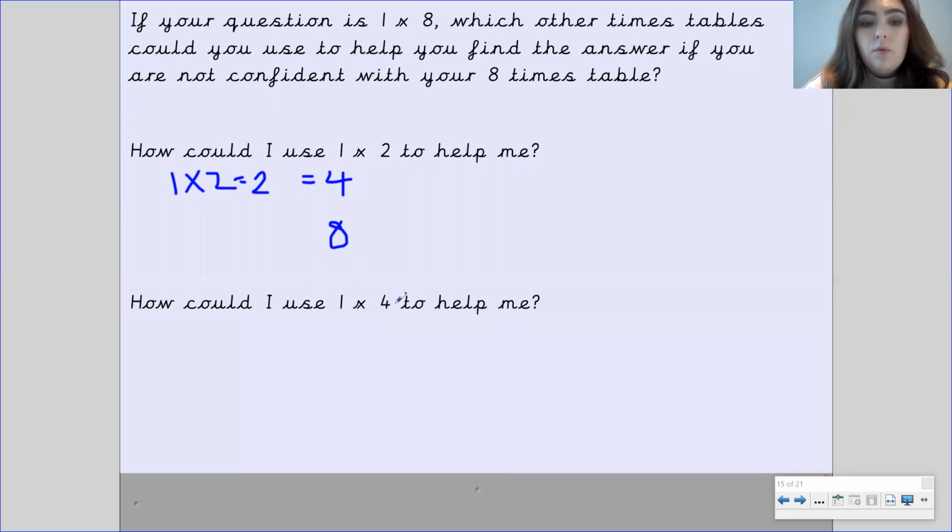Or you could use 1 times 4, where all you need to do is double it. So 1 times 4 equals 4, and then double it, which would become 8.